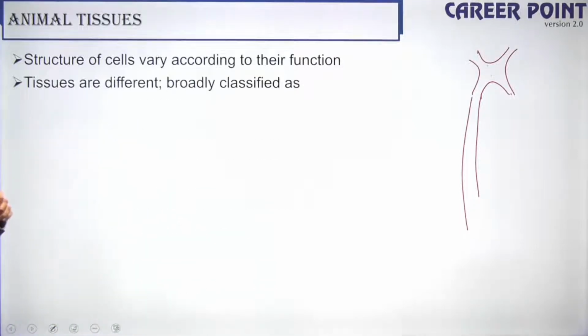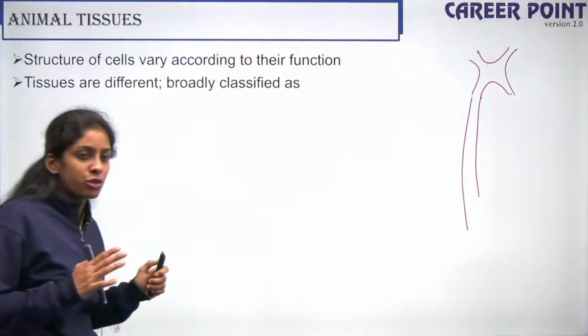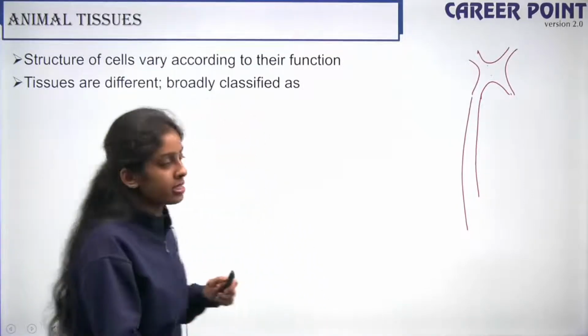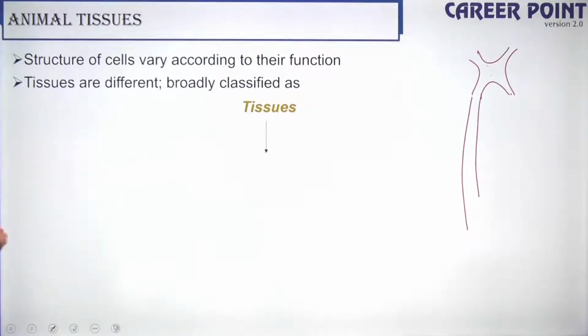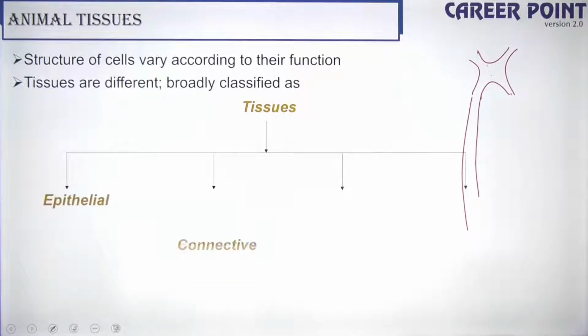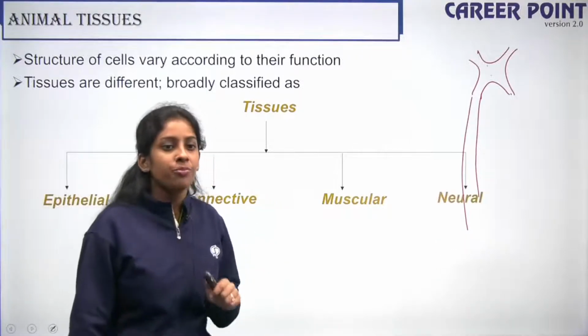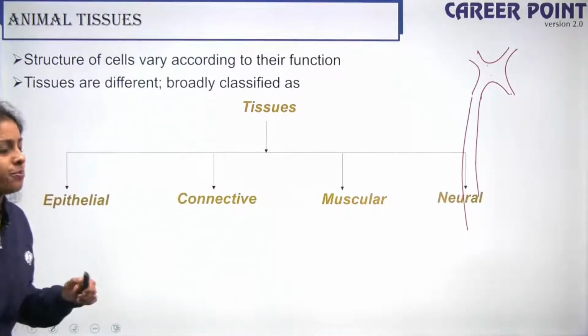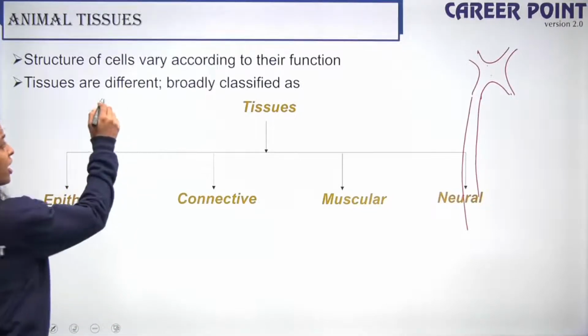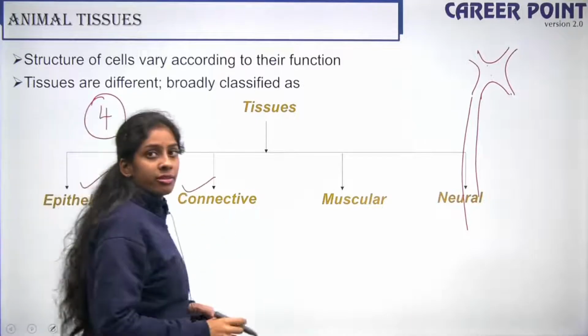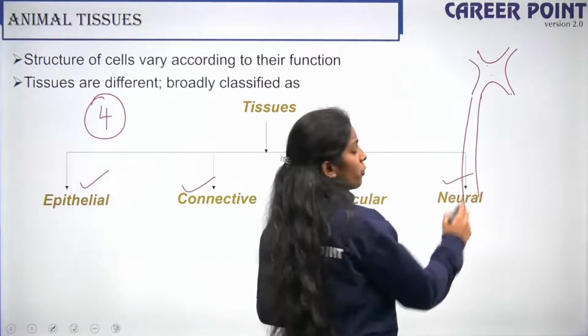The tissues are very different. We have different types of tissue, so how are they classified and on what basis? Here is the major classification of the tissue. Number one, epithelial tissue. Next, connective tissue. Third, muscular tissue. And fourth is neural tissue. Hello, Vedanti. These are the four major classifications of tissues: epithelial, connective, muscular, and neural.